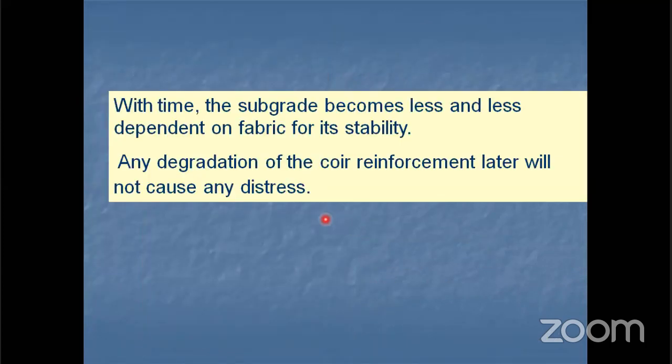Now, when the subgrade stiffens and becomes stronger on consolidation, normally within about a year, under the action of the granular subbase and surface of the pavement, or due to the rolling traffic loads, with time the subgrade becomes less and less dependent on the fabric for its stability, and any degradation of the coir reinforcement later will not cause any distress on the subgrade.